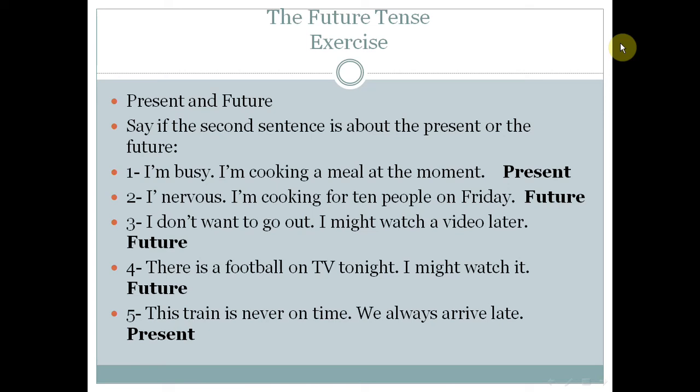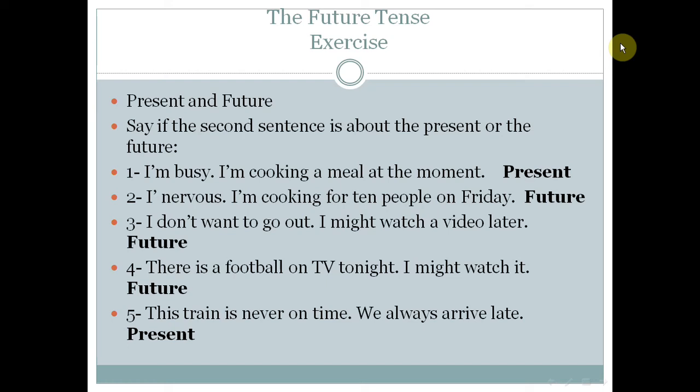Now, present and future. Say if the second sentence is about the present or the future. It's an exercise. Number 1, I'm busy. I'm cooking a meal at the moment. So I'm cooking is in the present continuous, so it does not express future because we have at the moment, which expresses that an action is going on now. So number 1, I'm cooking is in the present continuous tense.